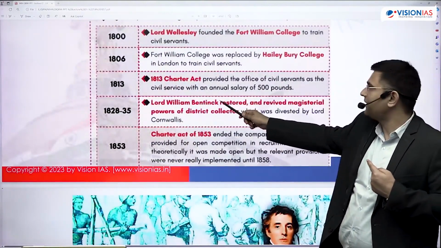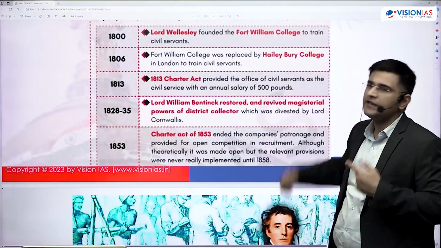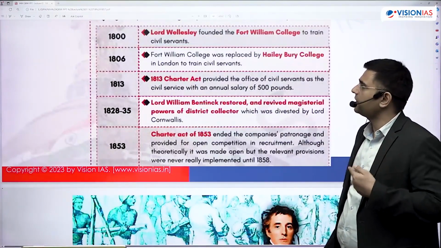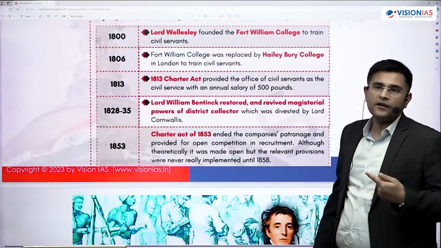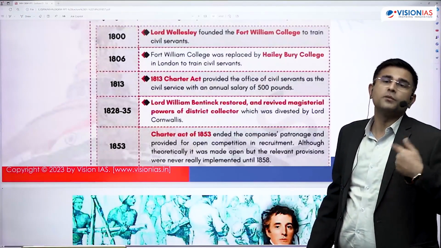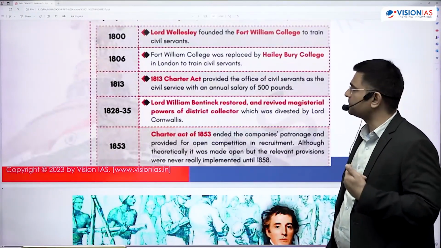Charter Act 1813, right? It provided the office of civil servants, fine, that is a small thing, annual salary. But what was the key highlight of Charter Act 1833? That will come later. That is, in 1833, the uncovenanted civil services were open to Indians, and the judicial positions were also open to Indians, right? So therefore, that is what is being done.